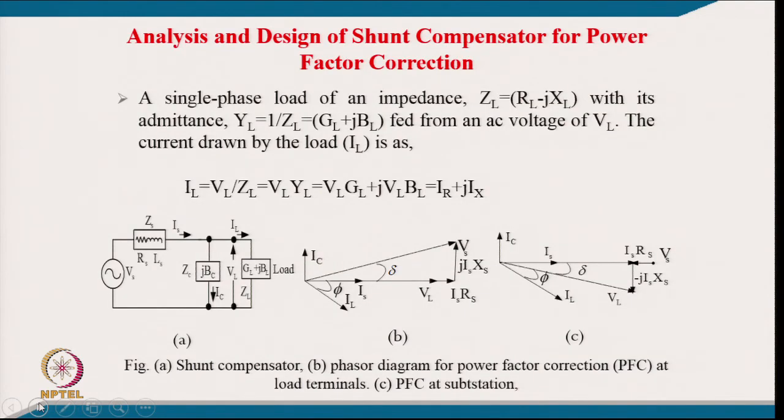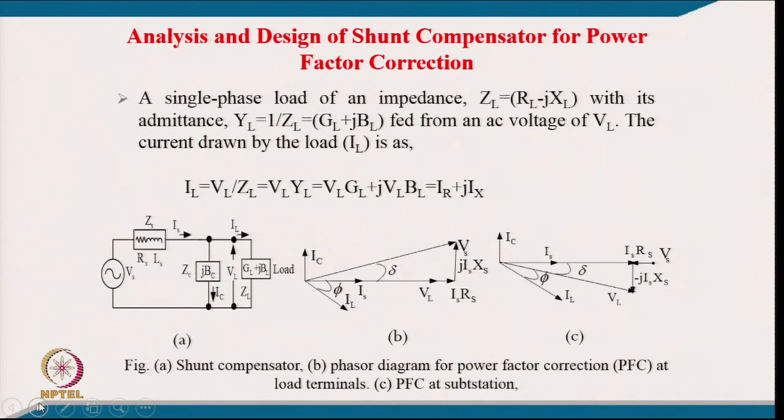Taking an example of a single phase load of impedance ZL equal to RL minus jXL, with admittance YL equal to 1 upon ZL, that is GL plus jBL, fed from an AC voltage of VL RMS. All these are RMS quantities, and because it is a sinusoidal case, the current drawn by the load is IL equal to VL upon ZL, or VL times YL, or VL GL plus j VL BL, that is equivalent to the resistive or active component of current plus the reactive component of current.